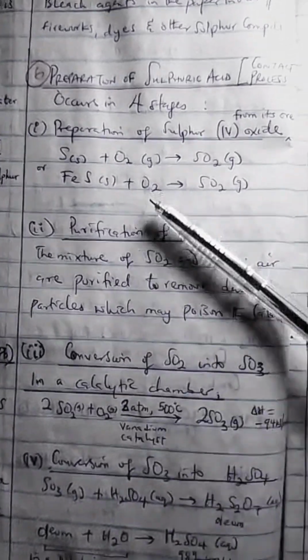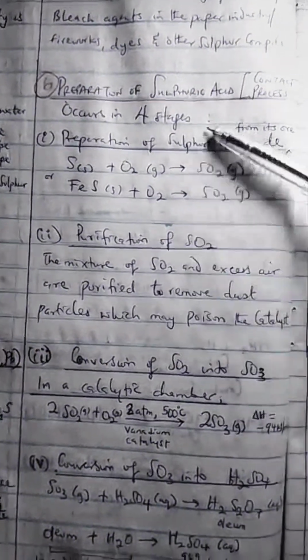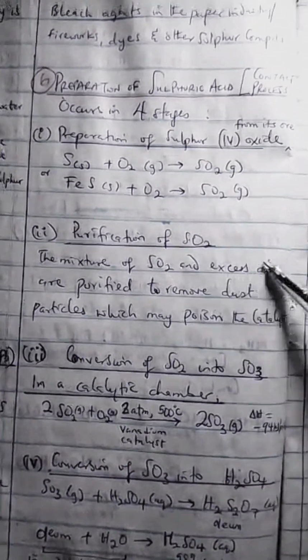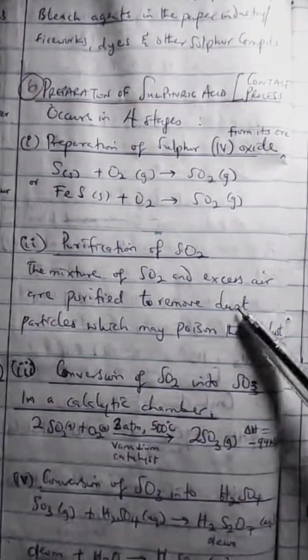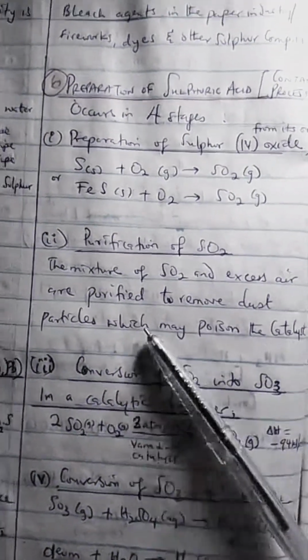All right, the next stage of the preparation of sulfuric acid is the purification of the sulfur 4 oxide gotten from the first stage. So we have a mixture of sulfur 4 oxide and excess air. The mixture of this and excess air are purified to remove dust particles which may poison the catalyst. Okay, so they are purified.